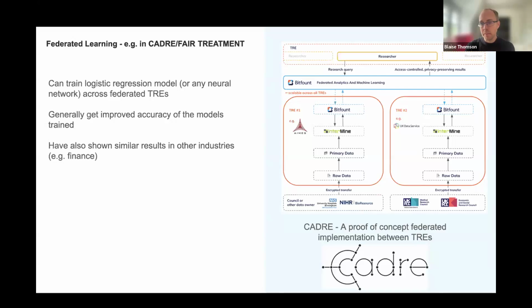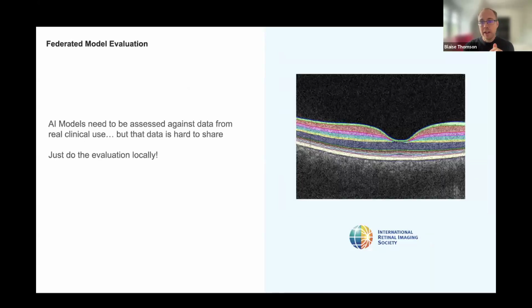Another popular thing is what's called federated learning, so actually training an AI model. We did a project several years ago now with a Cambridge group called Cadre, and they were interested in logistic regression models, and you can train those across different TREs. Finally, another use case which we found very interesting is evaluating models in a federated way.